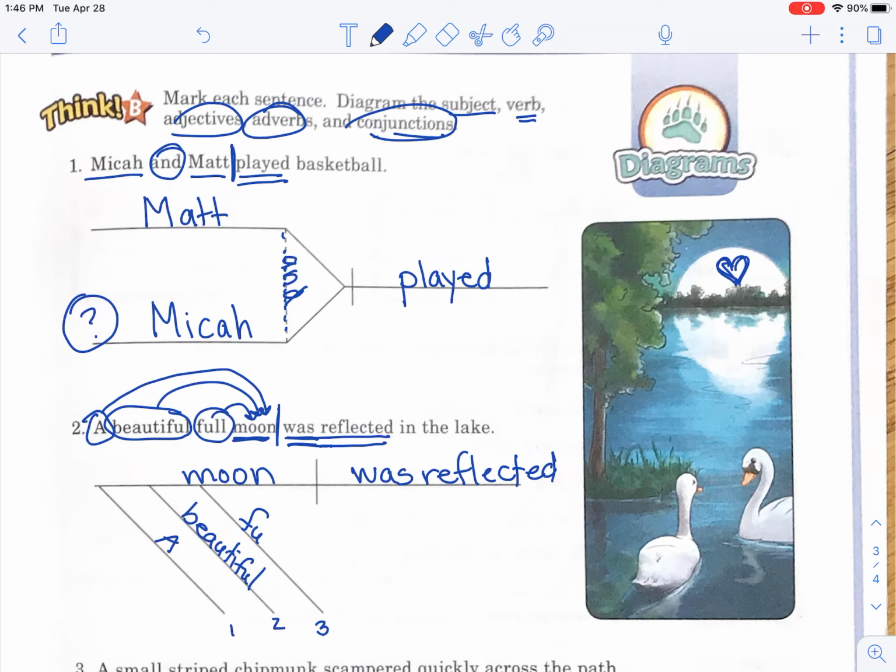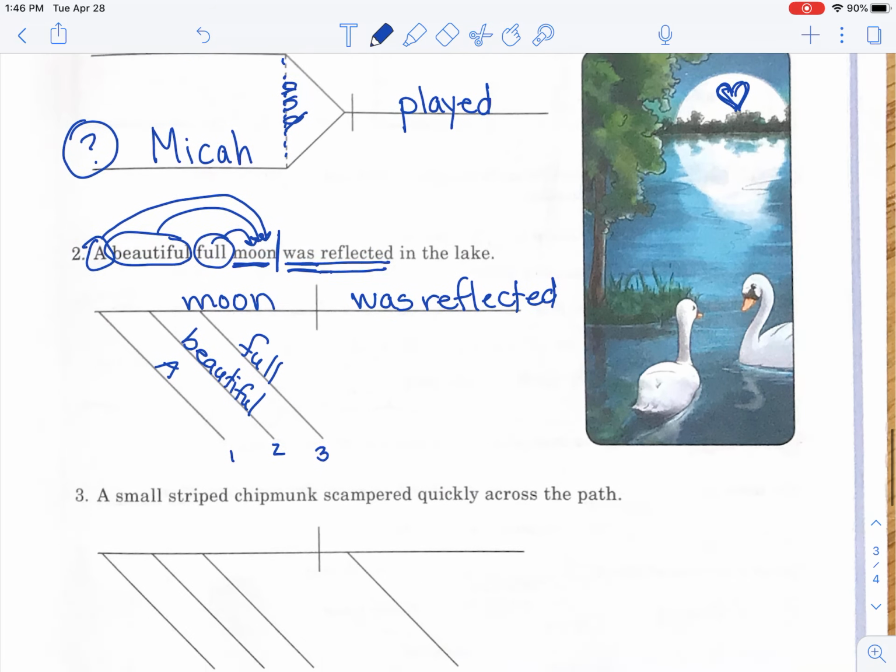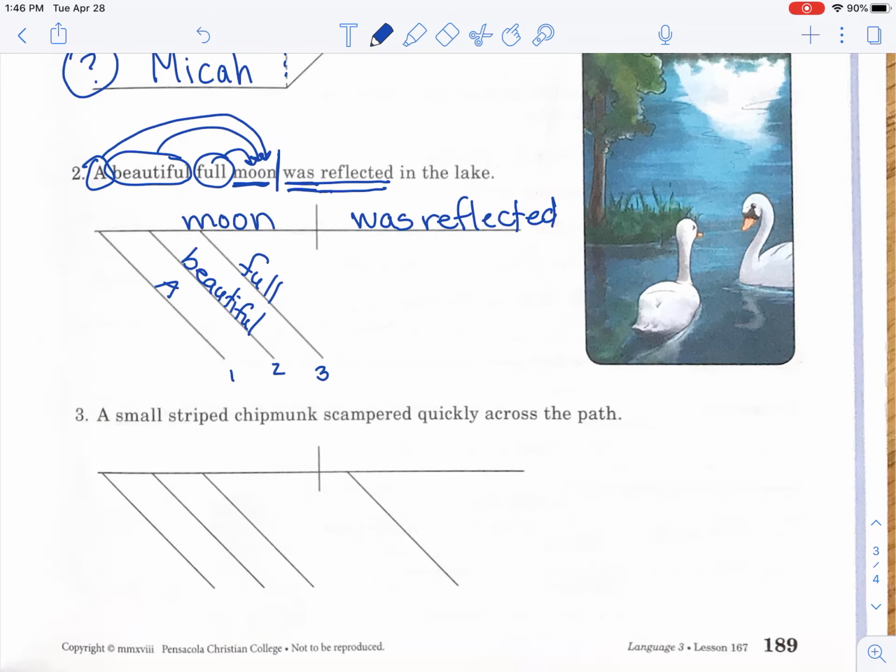Whoops. Full moon. Awesome. This should be familiar. You should know this by now. I'm going to pick a color I don't often use. I'm just going to pick orange just because I feel like it.